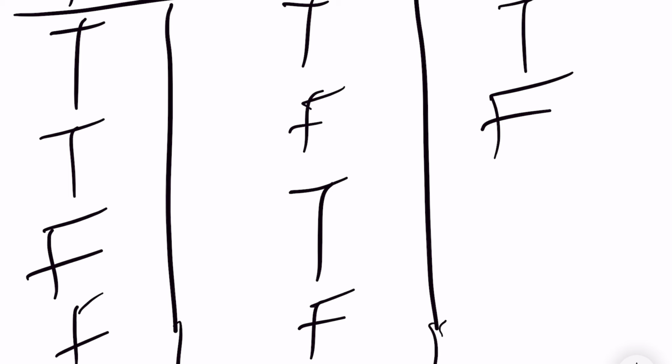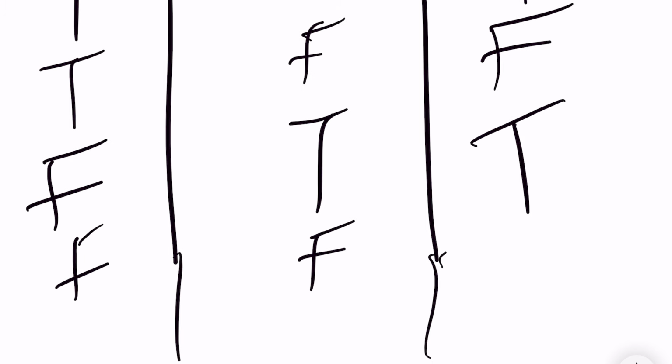Now, if P is false and Q is true, then we have it to be true. When P is false and Q is false, we have it to be true. So P to Q is false only when P is true and Q is false.